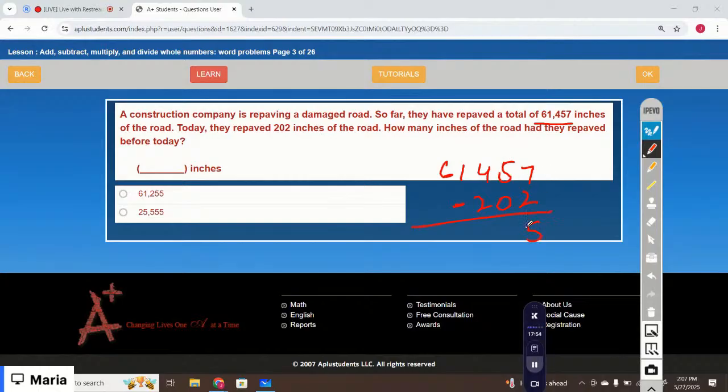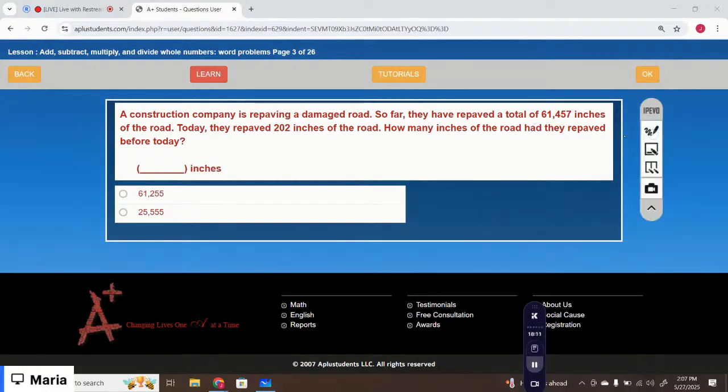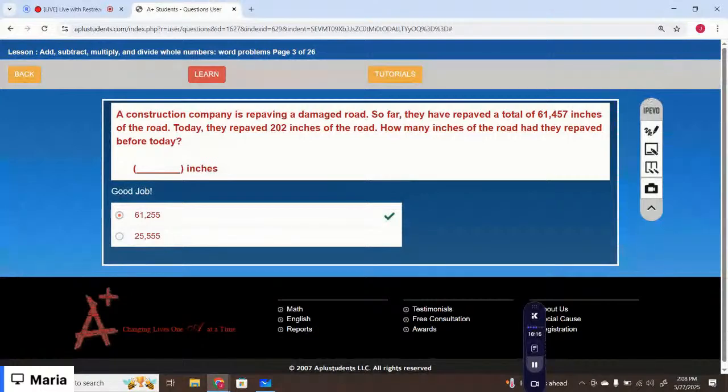7 minus 2 is 5. 5 minus 0 is 5. 4 minus 2 is 2. And 1 and 6, that is 61,255. Option number one is the correct option. That is 61,255. Option number one is the correct option.